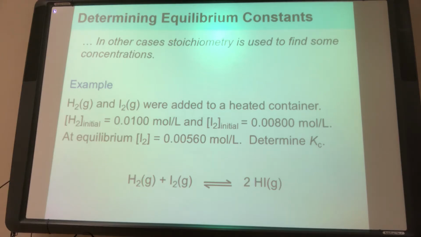Okay, so we're continuing with chapter 15. Last class we talked about the reaction quotient, the Q, and how that relates to K. Now we're going to start talking about how to find K if I'm not given the equilibrium concentrations. Remember, we can find K if we're given the concentrations.